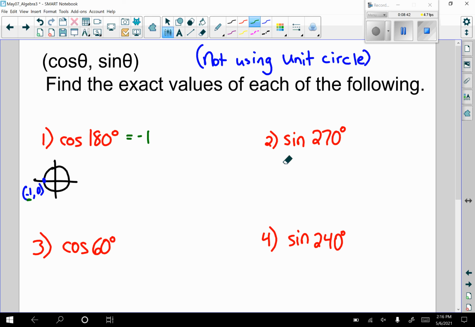Next, we're going to look at sine of 270 degrees. We'll make a little sketch. That's another nice axis degree point. So 270 degrees is down there, like at the South Pole. This would be the ordered pair 0, -1. Sine is the second number, so this would give us a -1.